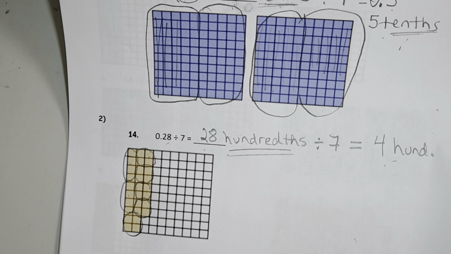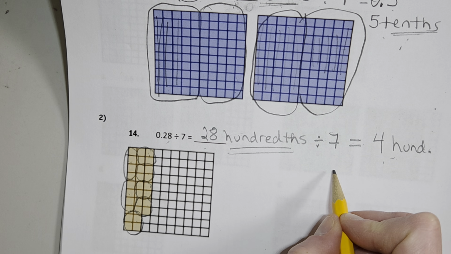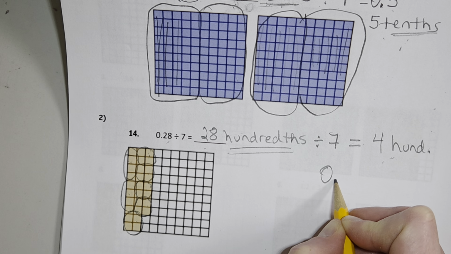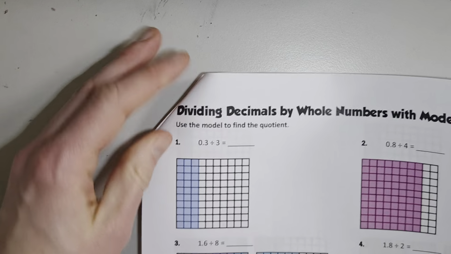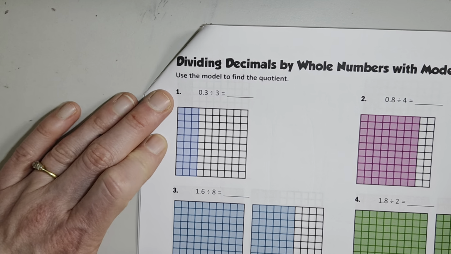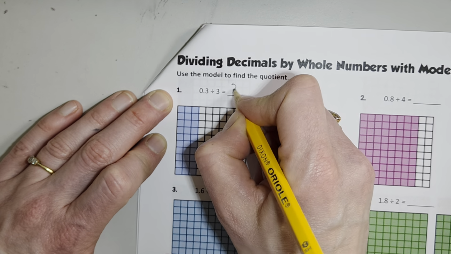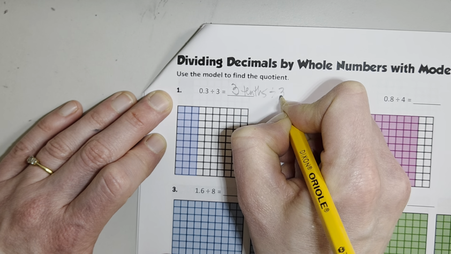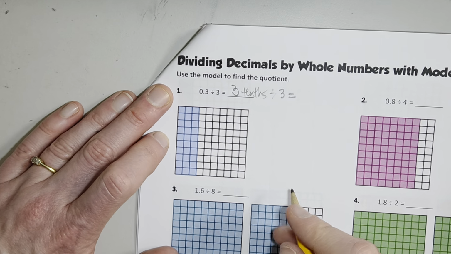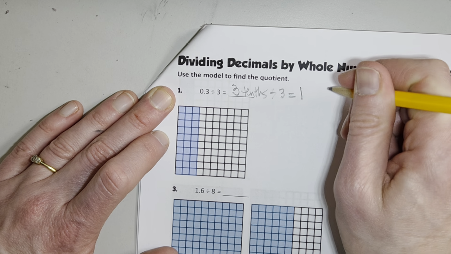So the answer, how do we write that? Let's write that as a decimal. 0.04. Okay, next page. Here we're looking at 3 tenths divided by 3. 3 tenths divided by 3. 3 divided by 3 is 1.